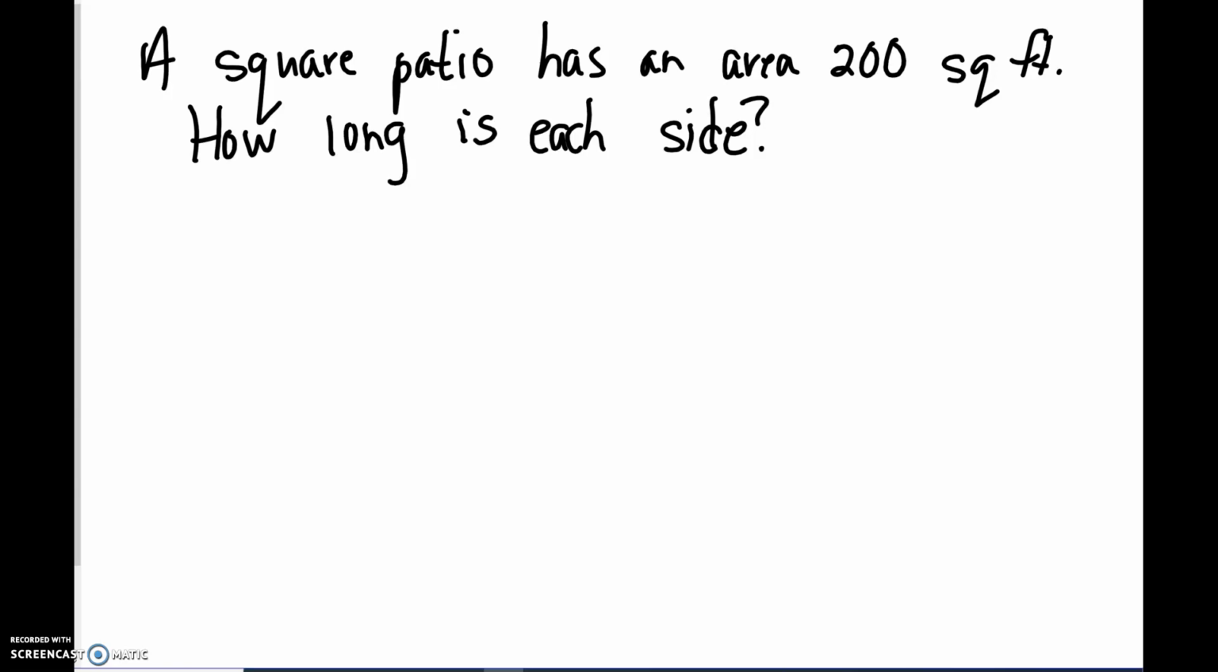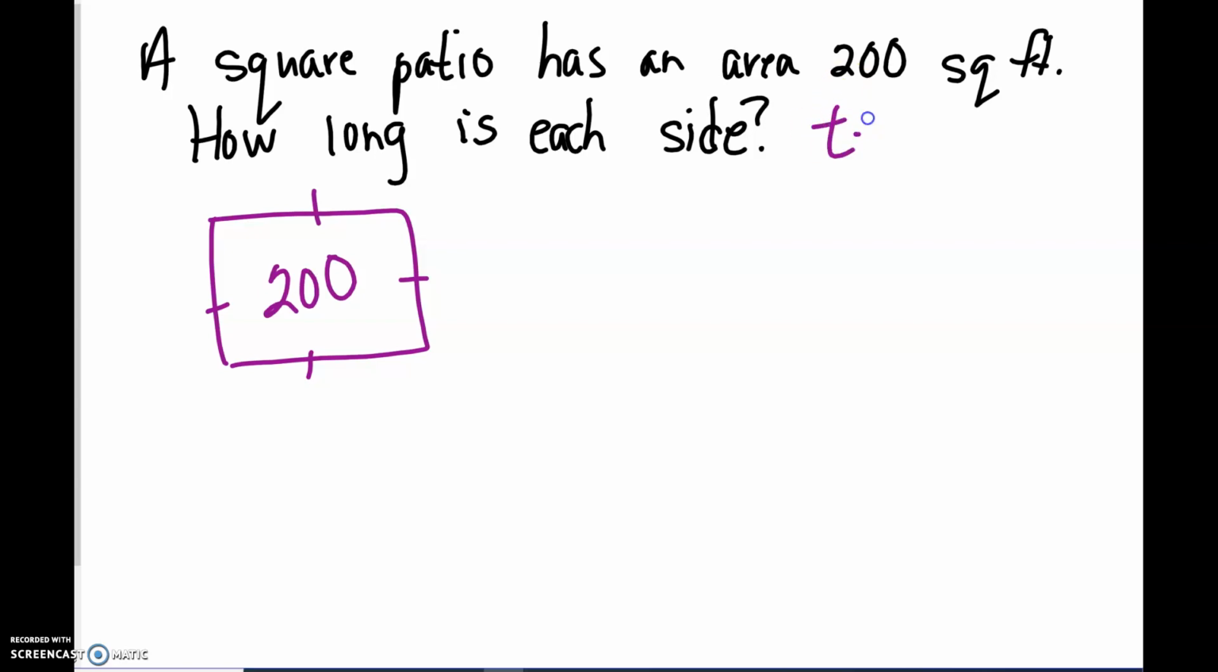All right, a square patio. The big thing here is the fact that it is a square. That means that all the sides are the same length. It has an area of 200 square feet. How long is each side? And we are going to round to the tenth, which means one place past the decimal. I know your directions might say 0.05, but we're always going to round to the tenth.